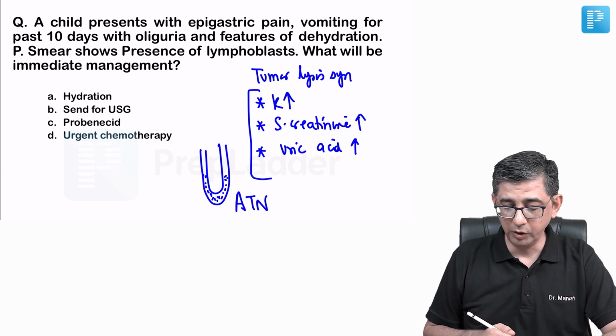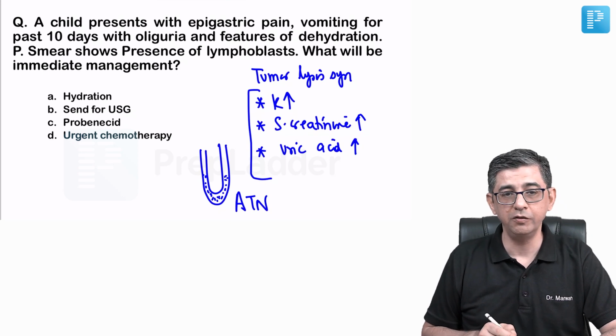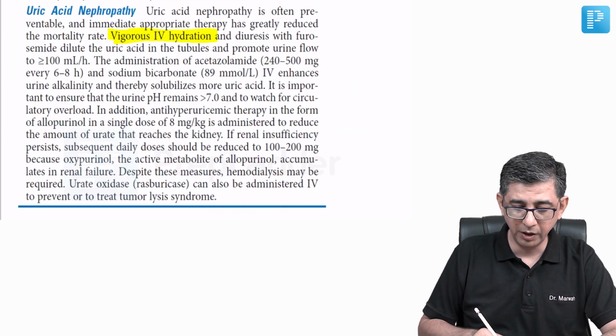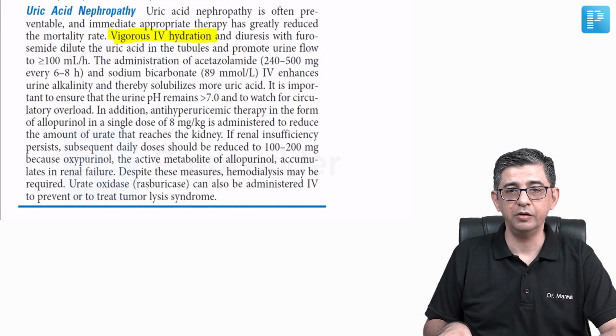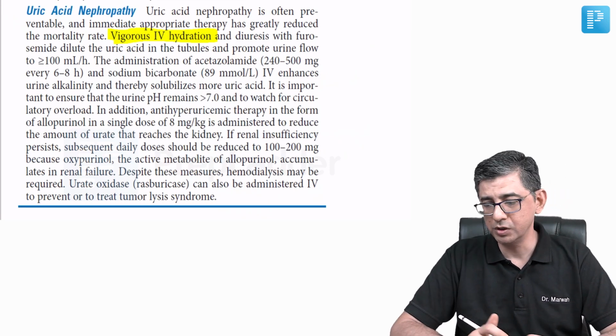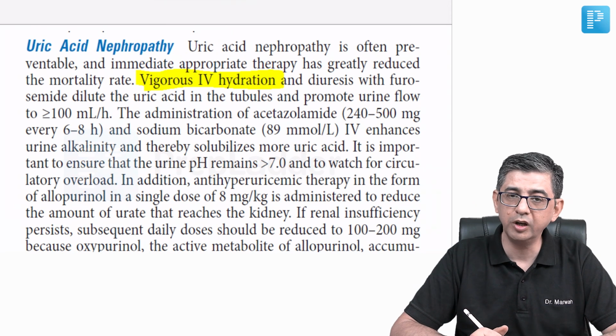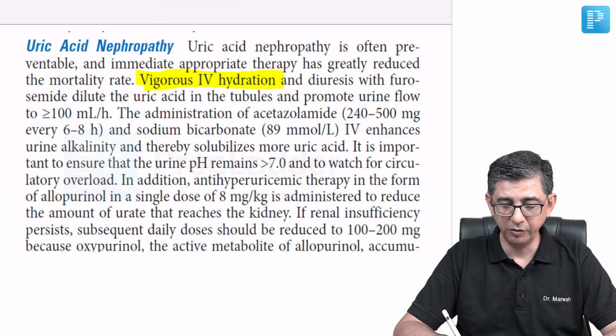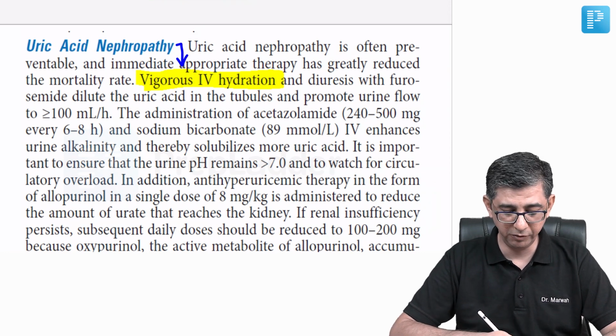And therefore, I would prefer to go straight away for IV fluids in this patient for the hydration component. This would be the Harrison reference here as well, and it is also discussed in the blood cancer acute leukemia segment. Uric acid nephropathy, if it occurs, vigorous IV hydration and diuresis would be the first step for management.